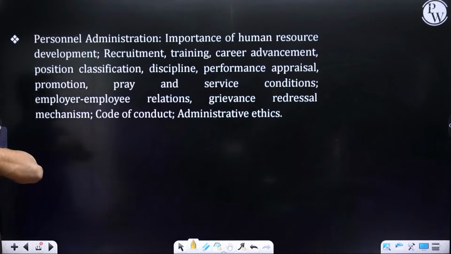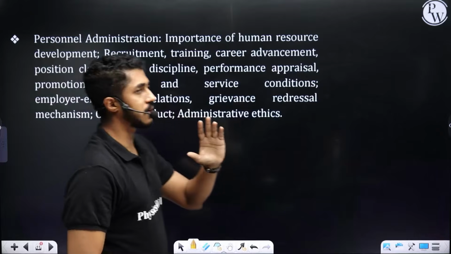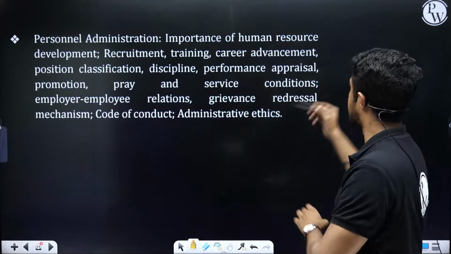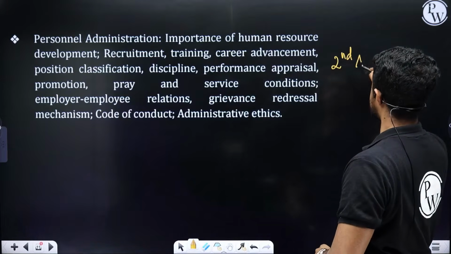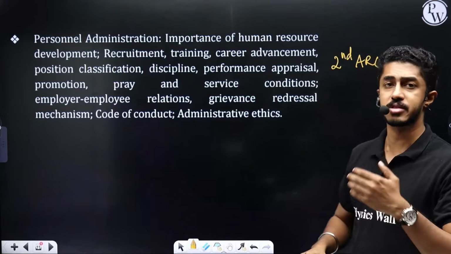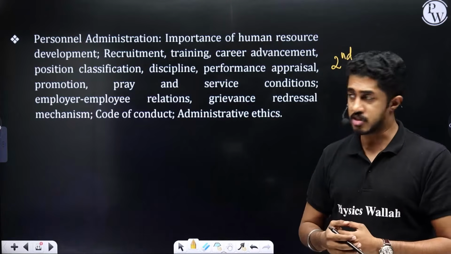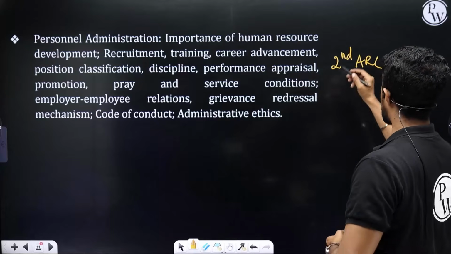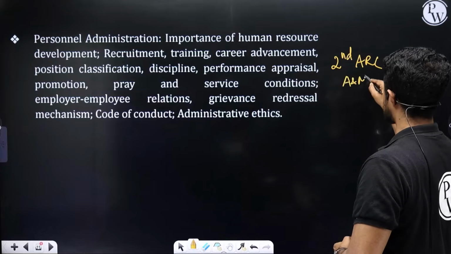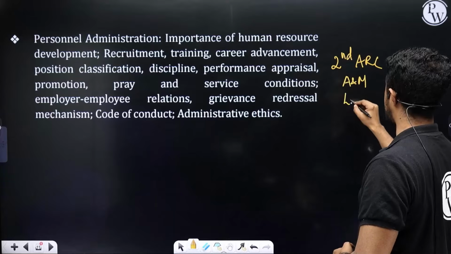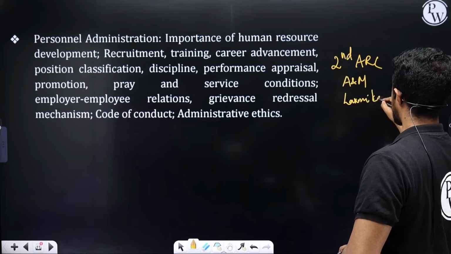Personnel administration. Here, you may have to refer a little bit to the Second ARC also, because they have given certain suggestions with regard to how recruitment processes have to be changed. Apart from that, the other aspects are again static. You may refer to Avasthi and Maheshwari as well as Lakshmikant.